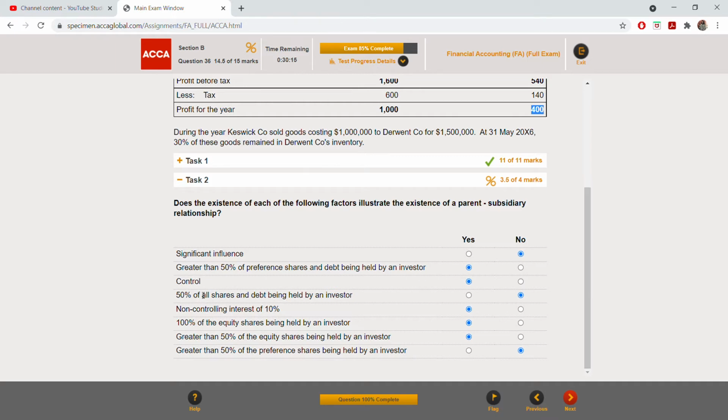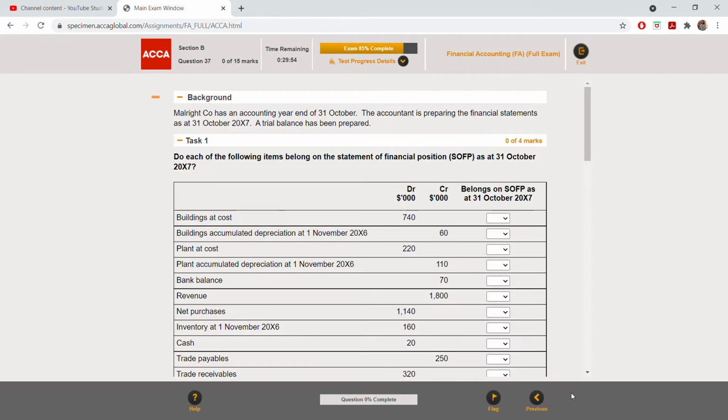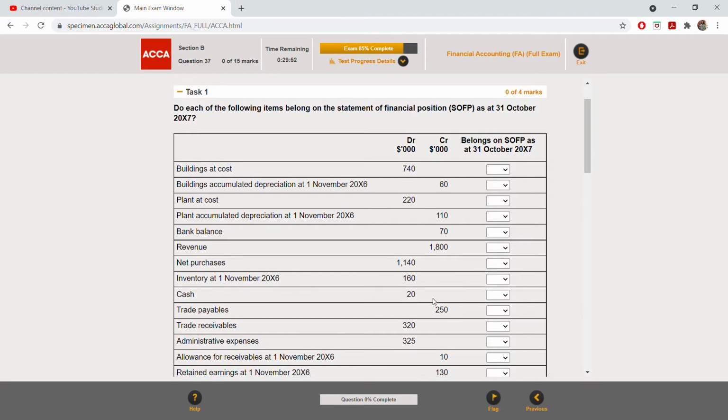And the next one is 50% of shares and debt held. No, with this. Greater than 50% preference share and debt held by an investor. It's not about preference share now. Okay, it's about equity shares. So we're done with both the tasks. Now the next.